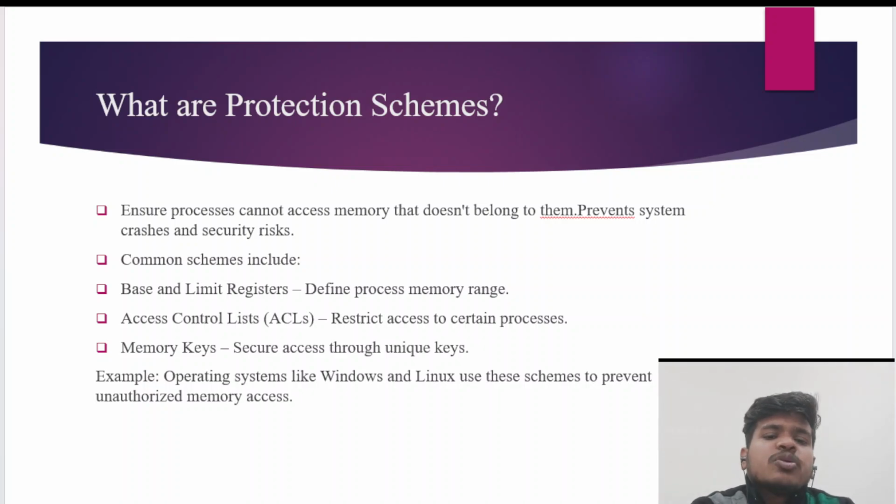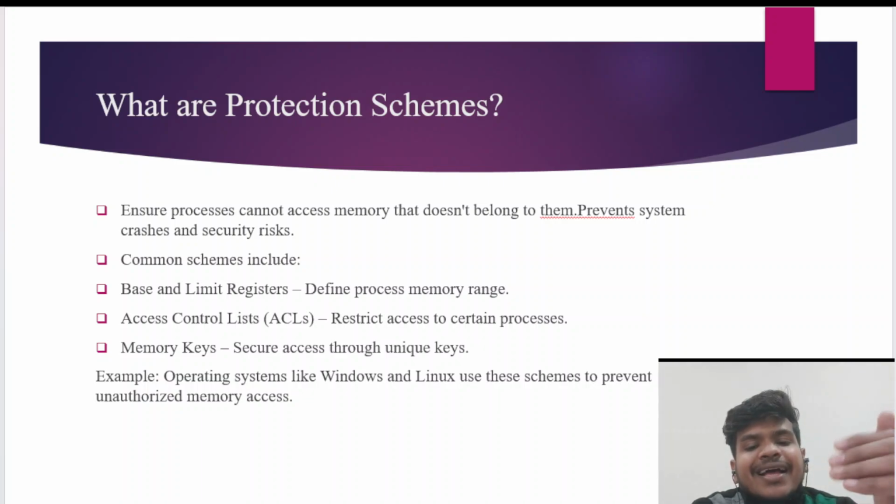There are some types of protection schemes. First, we have base and limit registers. The base register holds the starting address of the process. The limit register defines the maximum memory range a process can access. Like a hotel key card, it will only open your assigned room, not others.